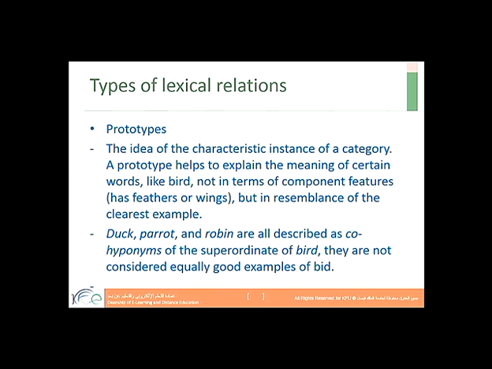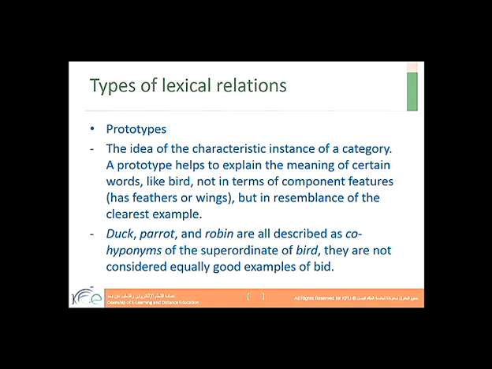Now I move to the fourth type of lexical relations, which is known as prototypes. So the idea of the characteristic instance of a category. A prototype helps to explain the meaning of certain words like bird, not in terms of component features, for example, by saying that an animal which has wings, but in resemblance to the clearest example.